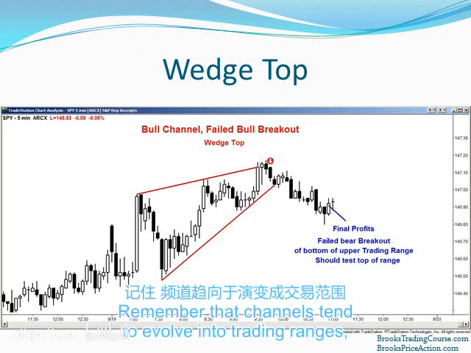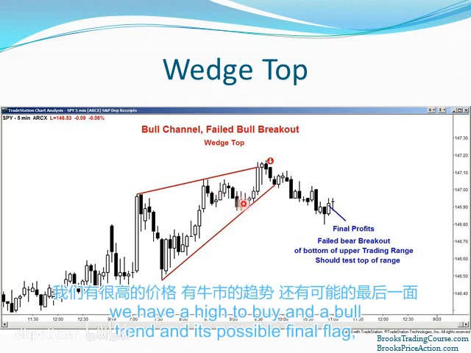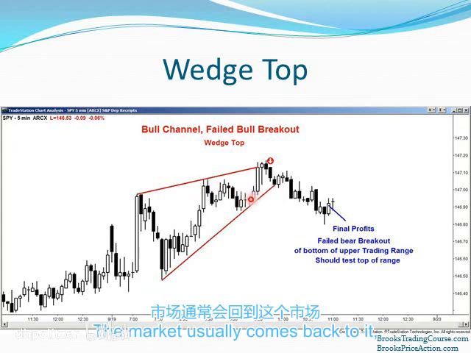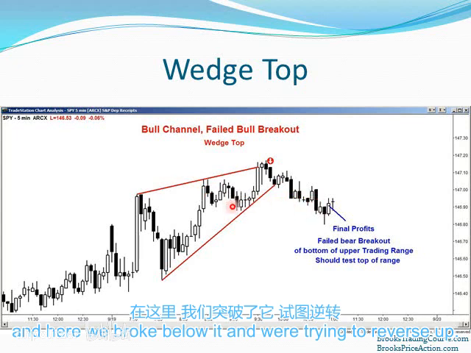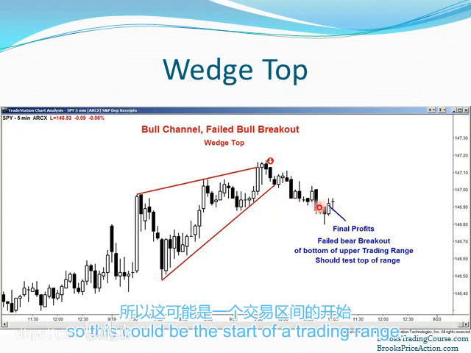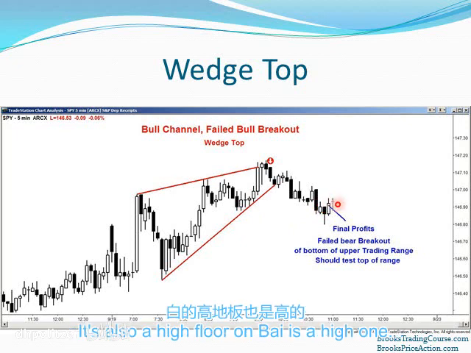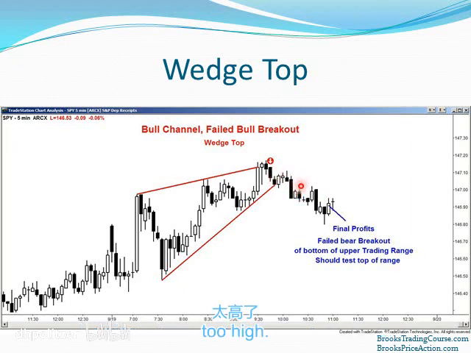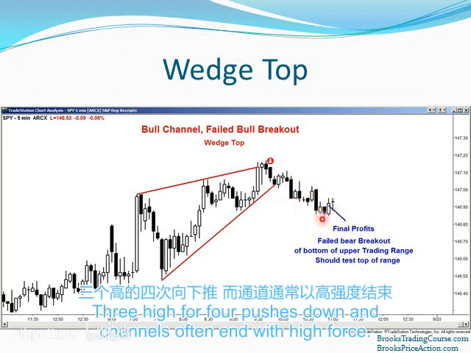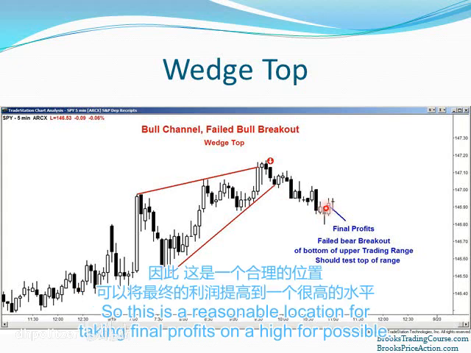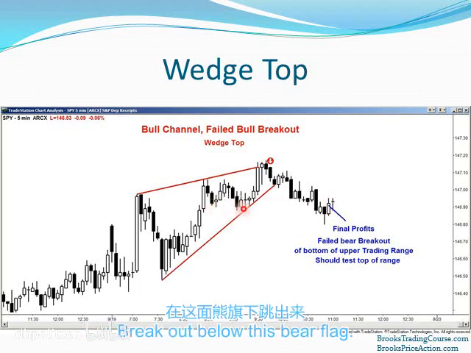Remember that channels tend to evolve into trading ranges. We have a high 2 buy in a bull trend, and it's a possible final flag. A magnet, the market usually comes back to it, and here we broke below it and we're trying to reverse up. So this could be the start of a trading range. It's also a high 4 buy. There's a high 1, a high 2, high 3, high 4. 4 pushes down, and channels often end with high 4s. So this is a reasonable location for taking final profits. A high 4, possible failed breakout below this bear flag.